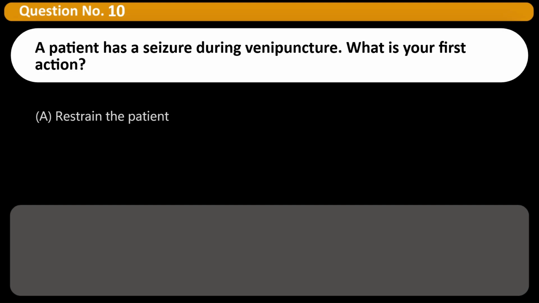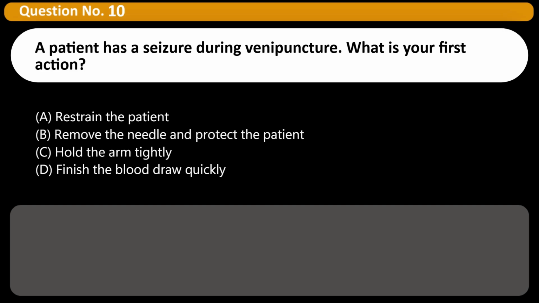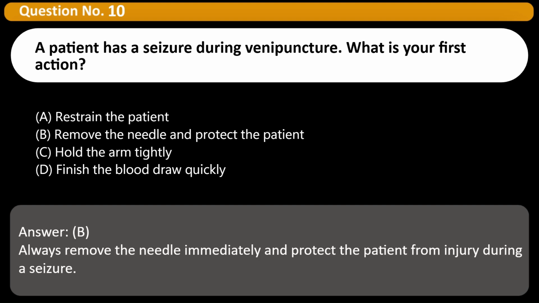A patient has a seizure during venipuncture. What is your first action? A. Restrain the patient. B. Remove the needle and protect the patient. C. Hold the arm tightly. D. Finish the blood draw quickly. Answer: B. Always remove the needle immediately and protect the patient from injury during a seizure.